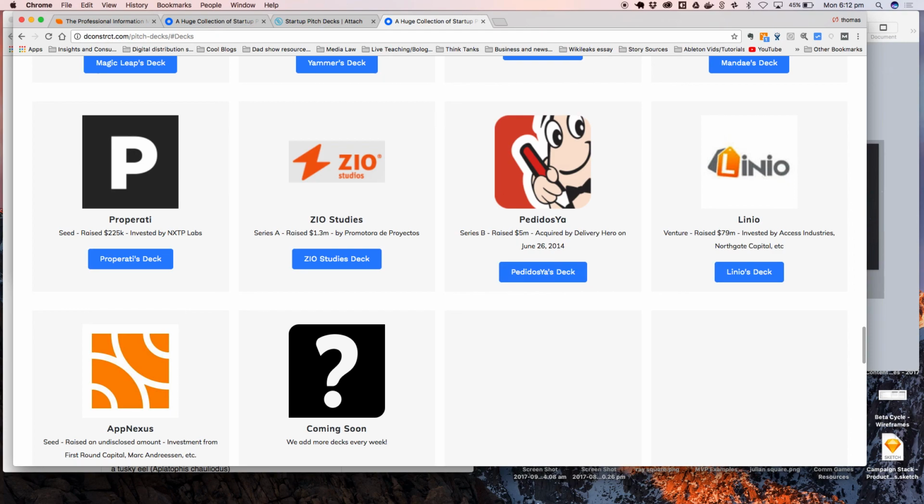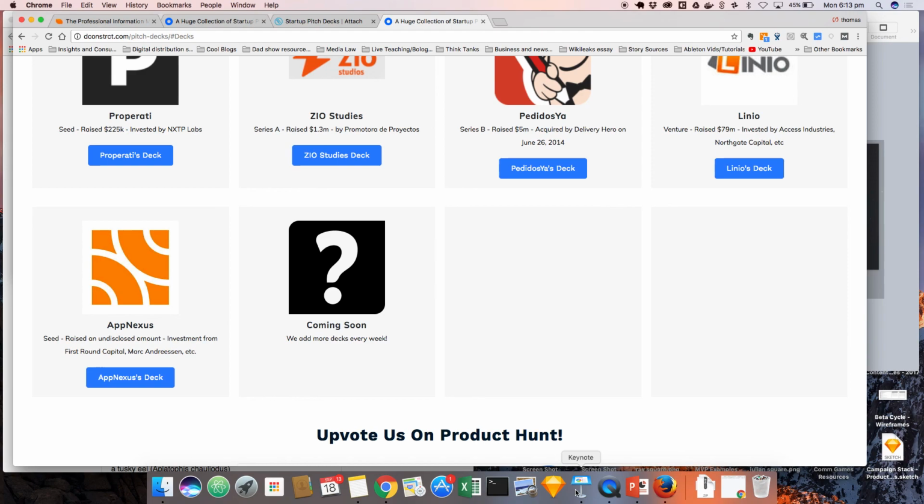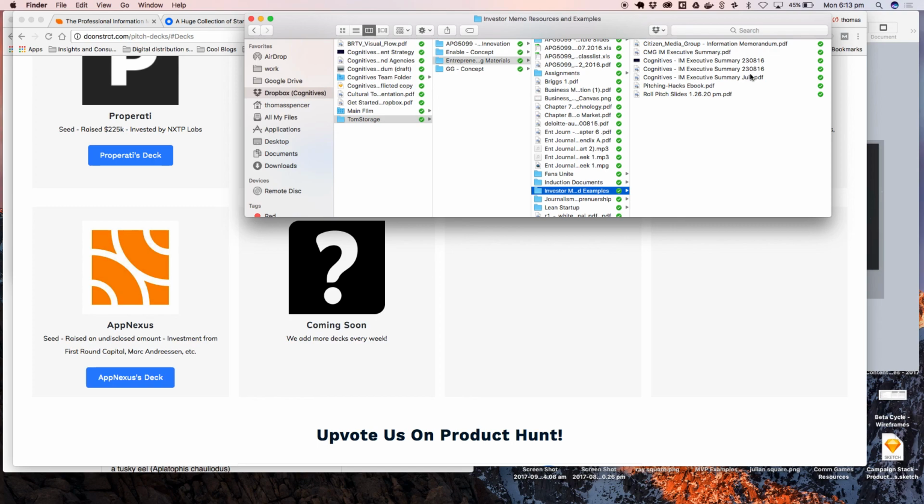Cool. AppNexus. That's a large digital advertising platform. Cool. All right. I might leave it there, unless you guys have any questions specifically, or do you want me to go through specific sections?